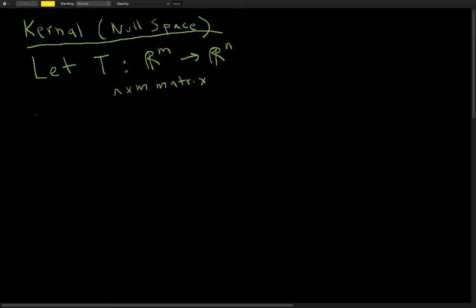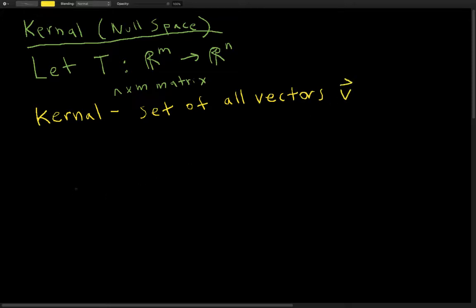The kernel of this transformation is the set of all vectors in Rm, so this first space Rm, such that the transformation of v equals the zero vector. So it goes to 0.